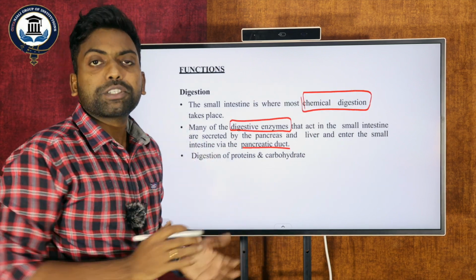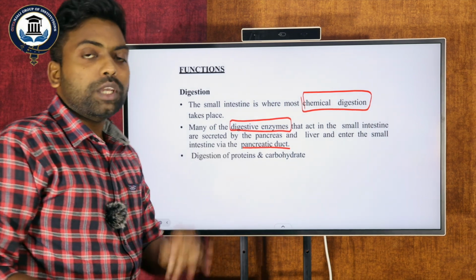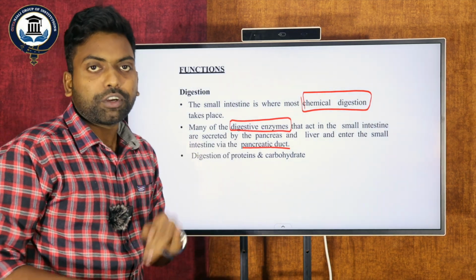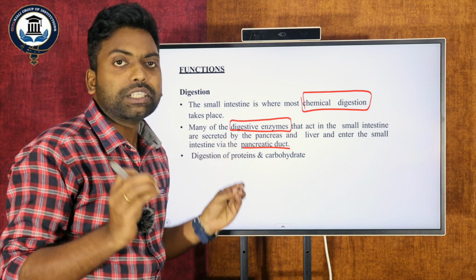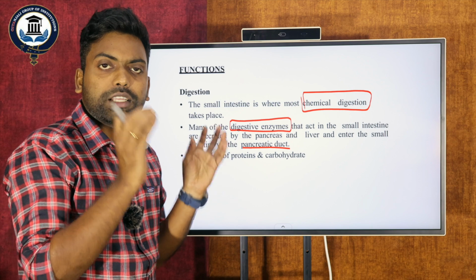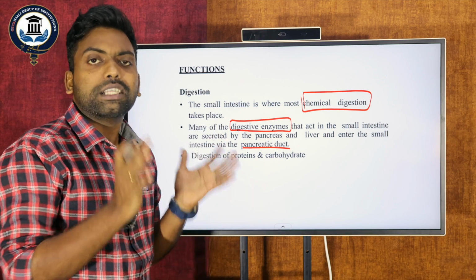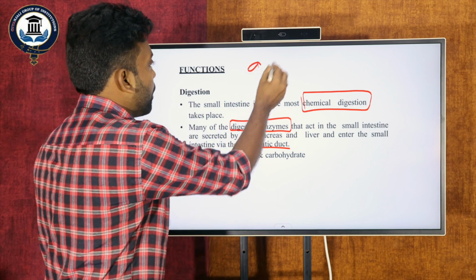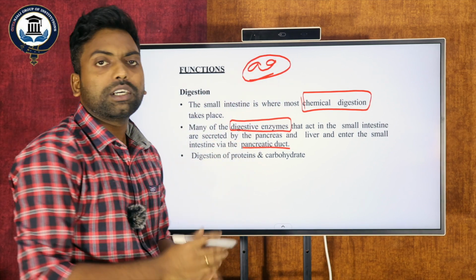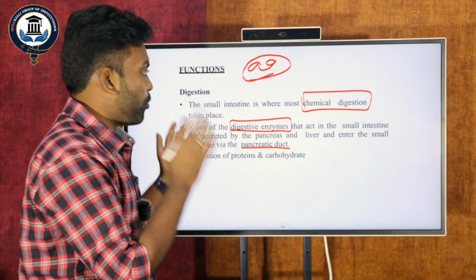And what are the main functions of the small intestine? As I told you, the first function is digestion. Digestion takes place first in the stomach, where only 10% of the digestion happens, and the rest, approximately 90% of the digestion, takes place in the small intestine only.